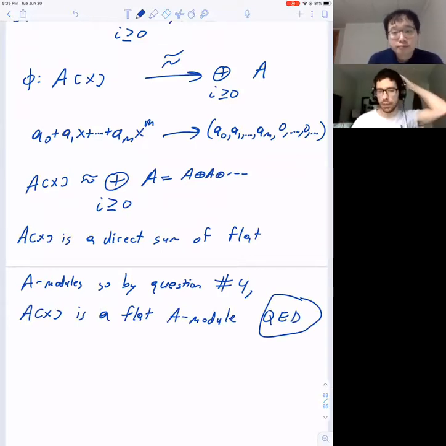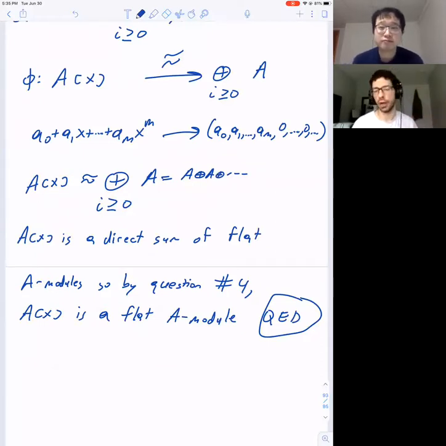So the difficult question was actually proving question number 4. Question number 5 is simply a corollary to question number 4. Okay, so if there are no questions, let's move on to question number 6.